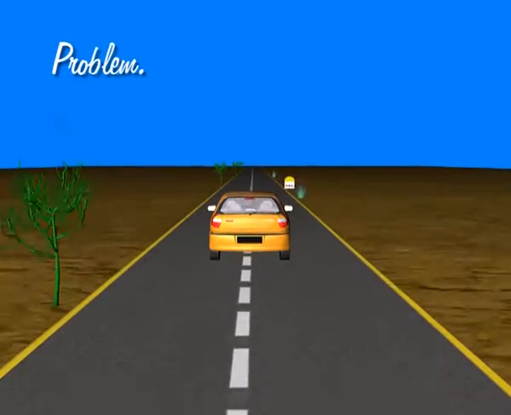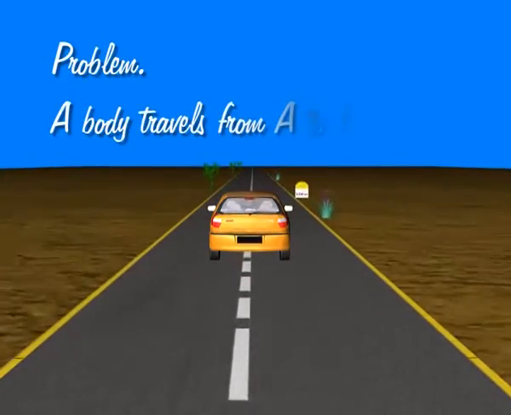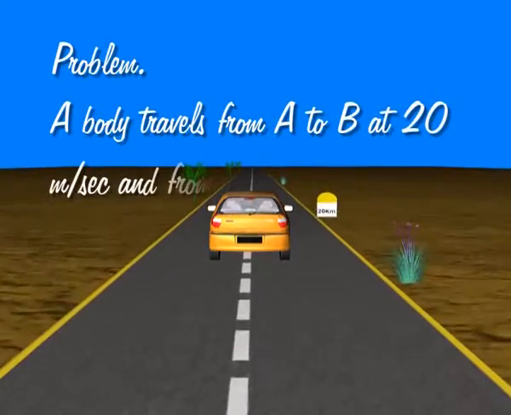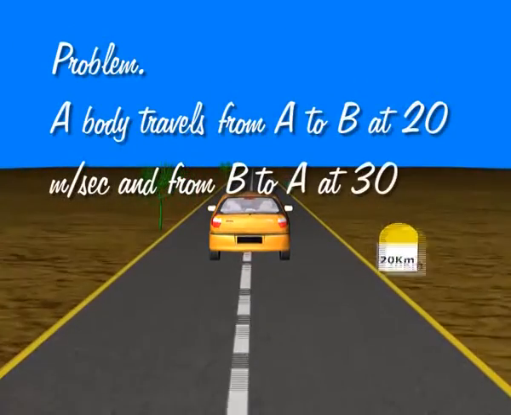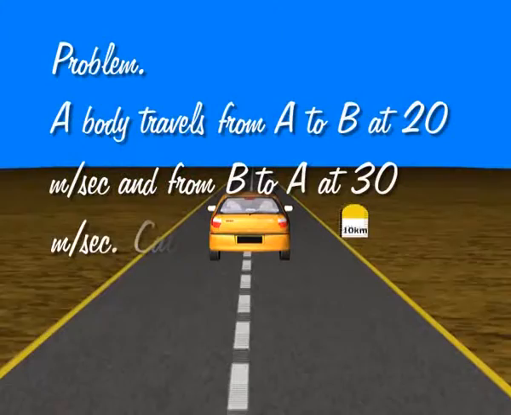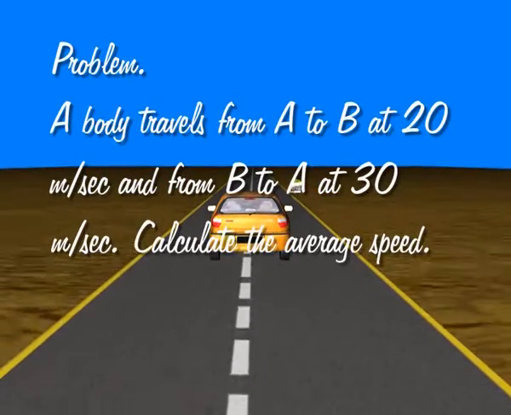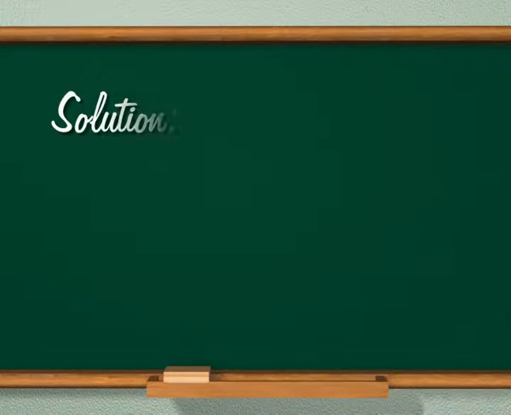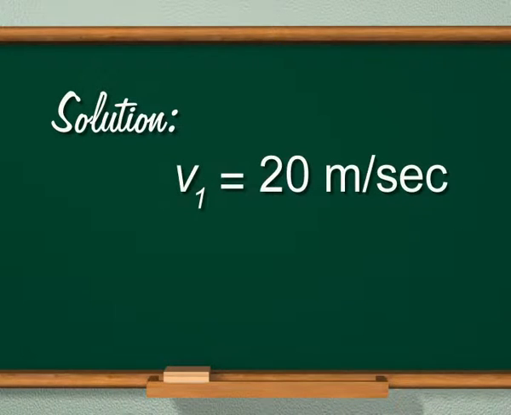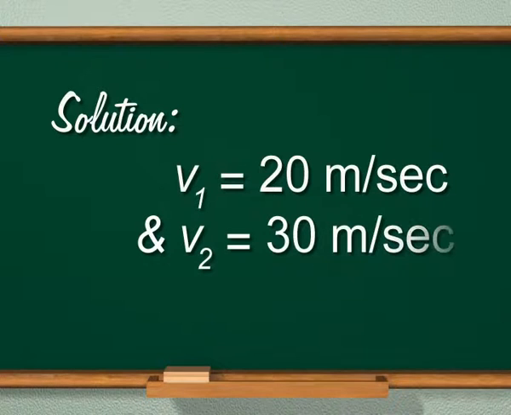A body travels from A to B at 20 meter per second and from B to A at 30 meter per second. Calculate the average speed. Here V1 is equal to 20 meter per second and V2 is equal to 30 meter per second. Now for finding the average speed, you have to use the formula.